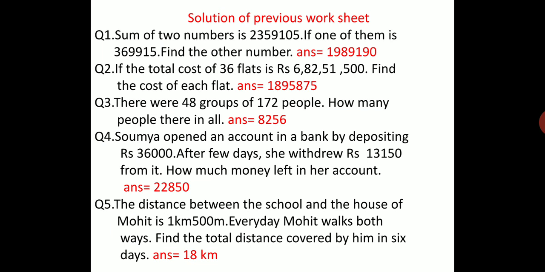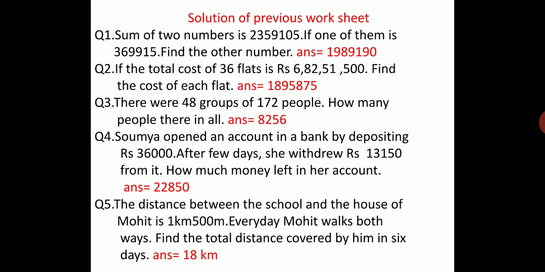Next, question number 3, there are 48 groups of 172 people. How many people are there in all? Now here in one group there are 172 people, and total groups are 48. So we are going to multiply here, and the answer you can see it is given 8256.